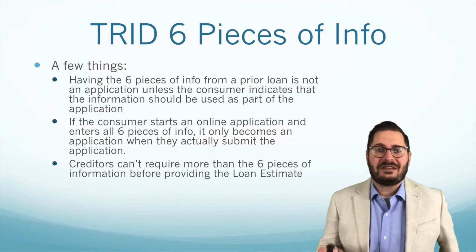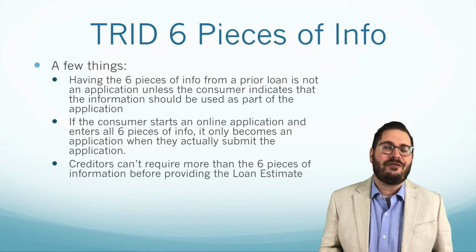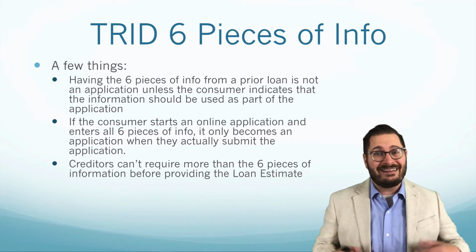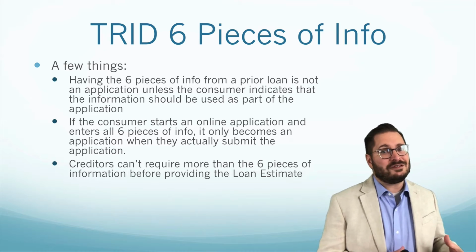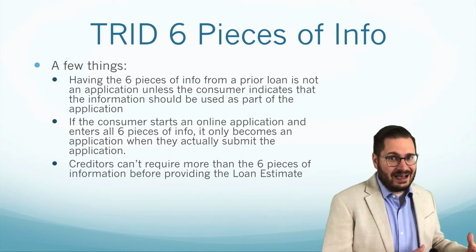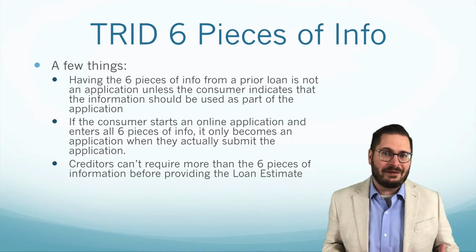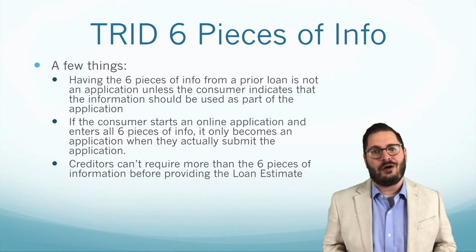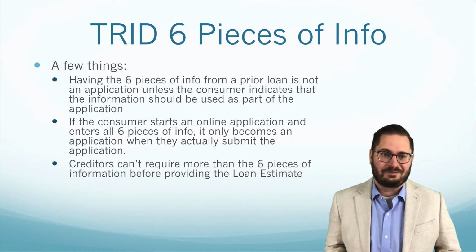Also, creditors cannot require more than 6 pieces of information before providing the loan estimate. So maybe you require 9 things or 20 things, and they only provide you 9, but in those 9, they've given you all 6 items that we listed on the last slide. Well, in that case, you would have an application that starts your clock for the loan estimate, even though you're wanting more things from the consumer.